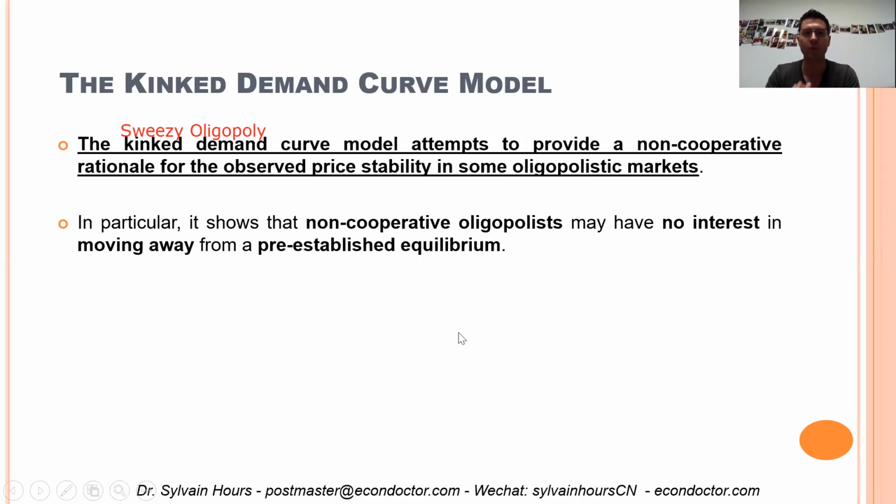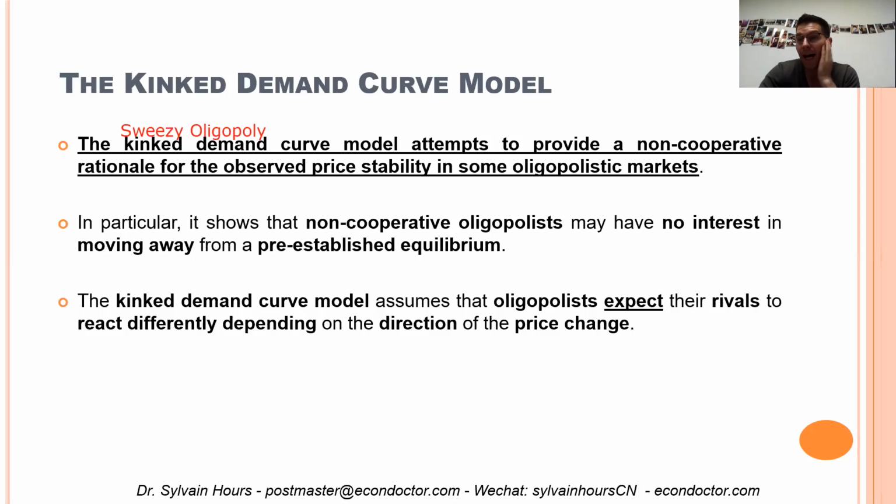So this model shows that non-cooperative oligopolies, so basically firms who fight, may have no interest in moving away from a pre-established equilibrium. There is a pre-established equilibrium, and actually we don't really know how we got there. The model doesn't explain how we got there, but we have some given price in the market and some given equilibrium quantity. And this model explains that in this case, each firm has no incentive to raise the price and no incentive to reduce the price. So they will not change the price over time, and therefore we will have price stability. This is what this model explains.